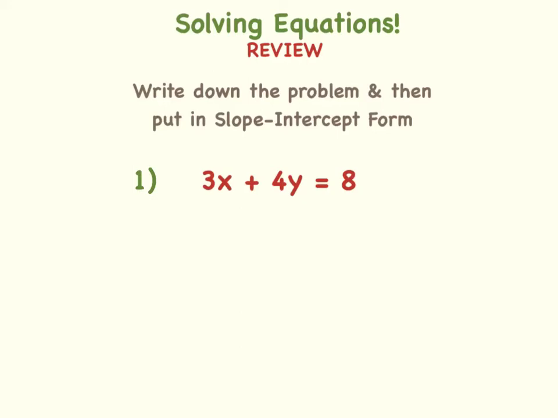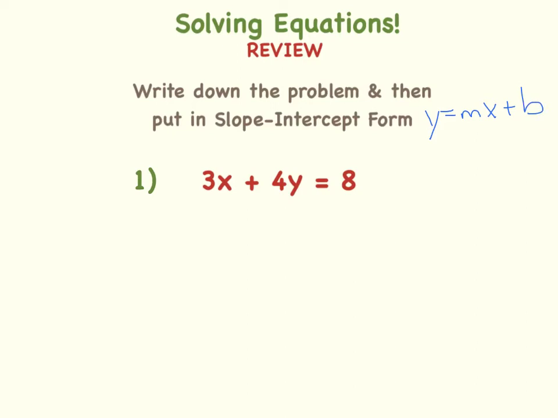All you need to do here is write down the problem, okay? So make sure on your blank sheet of paper that you're working on, you write this problem down, and then all we're going to do for this one is put it in slope-intercept form. Hopefully we remember that slope-intercept form is y equals mx plus b. Okay, so let's go ahead and work on number 1.